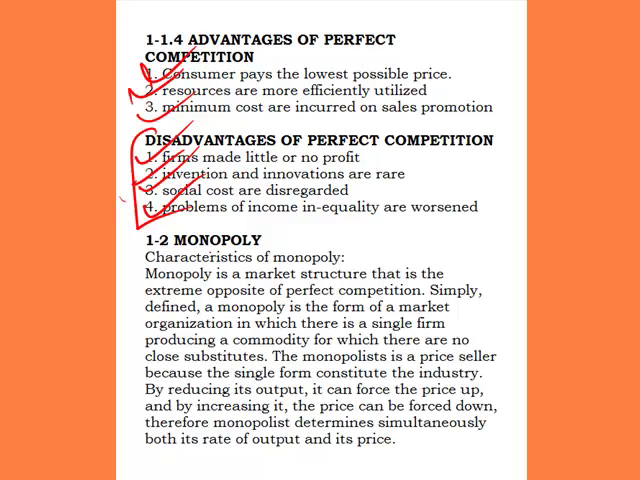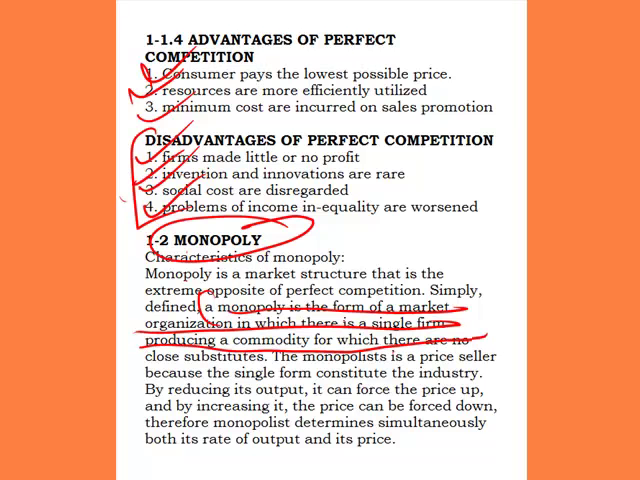Let's go into another market: monopoly. When we say monopoly, what do we mean? We use characteristics of monopoly to explain monopoly. What are the characteristics of a monopoly market? Monopoly is a market structure that is the extreme opposite of perfect competition. Simply defined, a monopoly is a form of market organization in which there is a single firm producing a commodity for which there are no close substitutes.